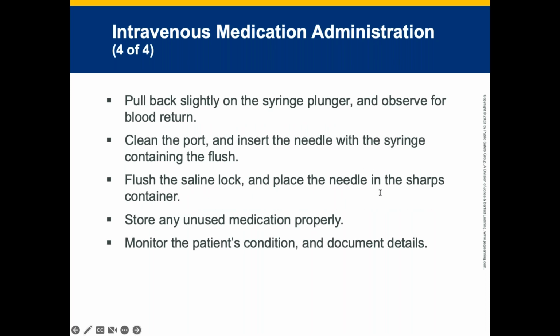Pull back slightly on the syringe plunger to observe the blood return to make sure it's a patent line. Clean the port and insert the needle with the syringe containing the flush. Flush the saline lock and then place the needle in a sharps container. Once you have pushed the medication, flush behind it with that 20 ml flush or 10 ml flush. Push the medication through the lock. That way, we don't lose any medication still sitting in there.